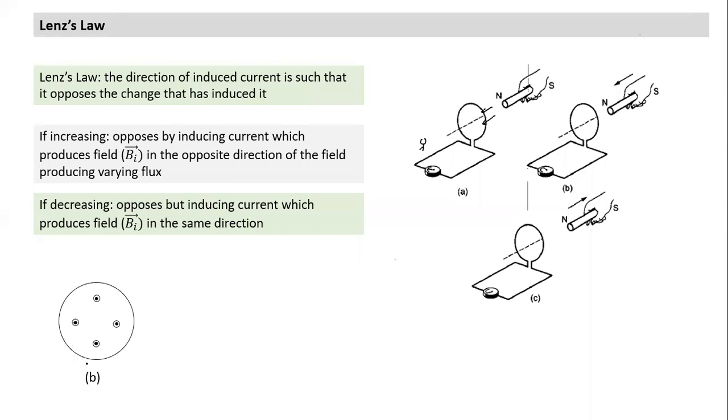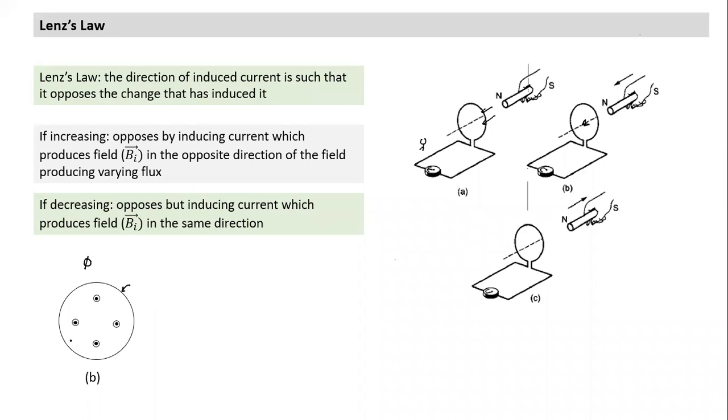Now take case B. What is happening here? Is the flux increasing or decreasing? There's a field here, there's a loop which has some area, there's a magnetic field, and there's a flux. We calculate some flux here. What would happen if I bring this magnet closer to the loop? Why will there be a change in flux?